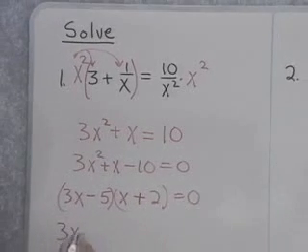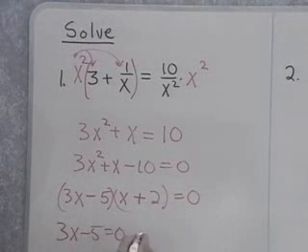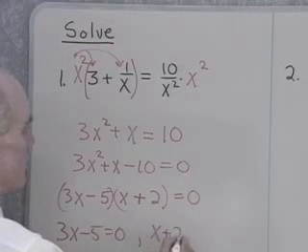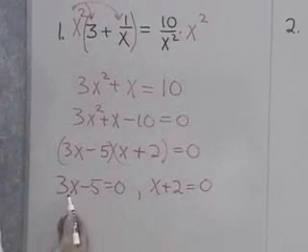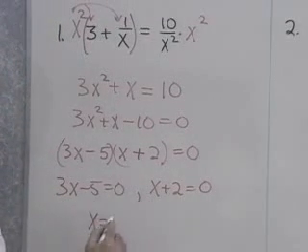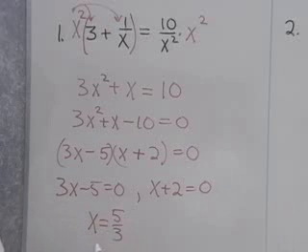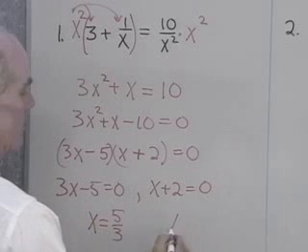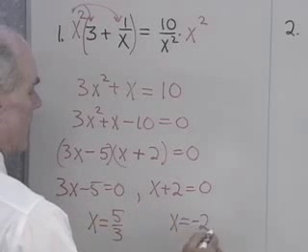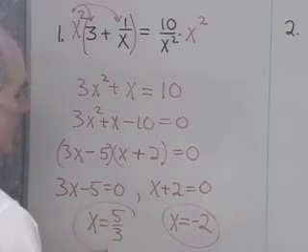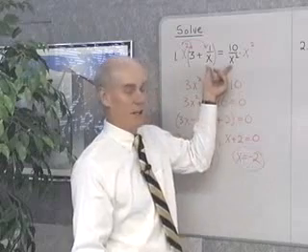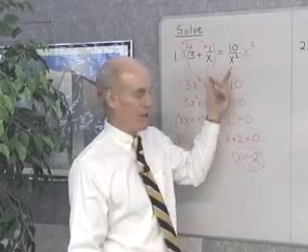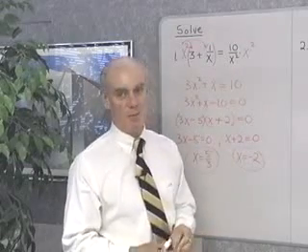So I set 3x minus 5 equal to 0, and I set x plus 2 equal to 0. Here I add 5 to both sides, then divide by 3. I end up with x equals 5/3. Here I add negative 2 to both sides, x is equal to negative 2. Notice that neither one of those two numbers makes anything in the original equation undefined. So those are my two solutions. I'm going to keep both of them.